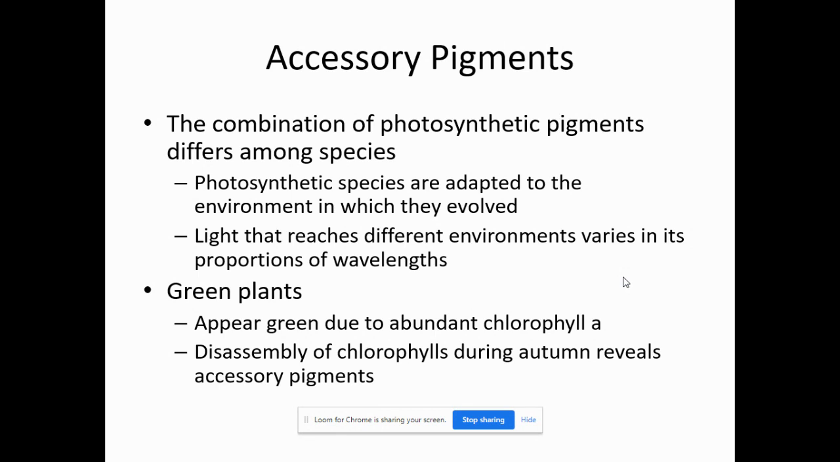Think about green plants. They appear green because of an abundance of chlorophyll A. Many green plants will lose their leaves in the fall, and before then, those leaves may change color. What's going on when they change colors? The plant is breaking down that chlorophyll so those chemicals can be stored to make more chlorophyll later. But as it breaks down the chlorophyll, those other accessory pigments become visible.